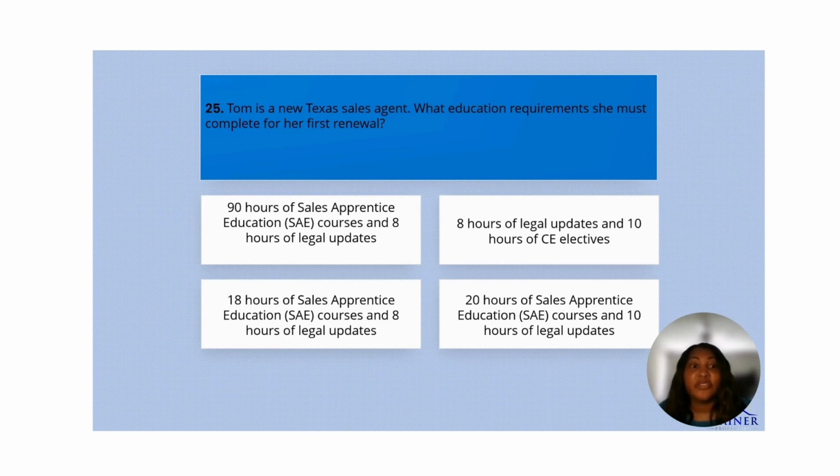90 hours of sales apprentice education courses and 8 hours of legal updates. 8 hours of legal updates and 10 hours of continuing education electives. 18 hours of sales apprentice education courses and 8 hours of legal updates. Or 20 hours of sales apprentice education courses and 10 hours of legal updates. What do you guys think here?